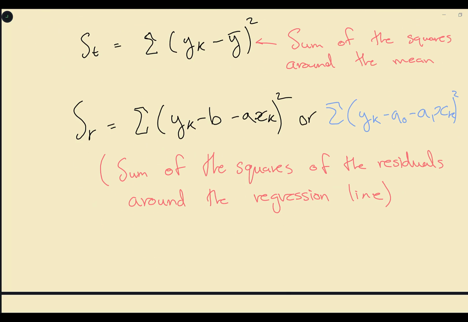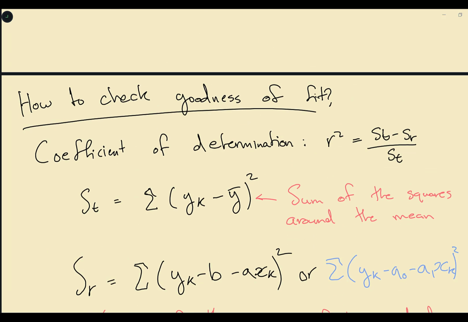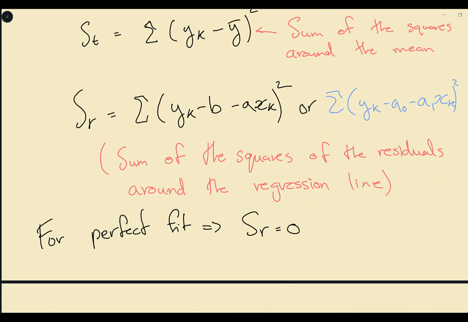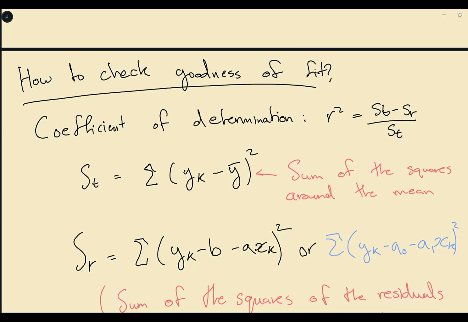So for a perfect fit, Sr would have a value of 0. And if Sr is 0, if you look back at the equation here, we would have St minus 0 divided by St. So St and St cancel out, and r squared would be equal to 1. That means the line of best fit fits the points perfectly. On the other hand, if r squared equals 0, then St and Sr are equal, and that means the mean is the same as the linear fit line.